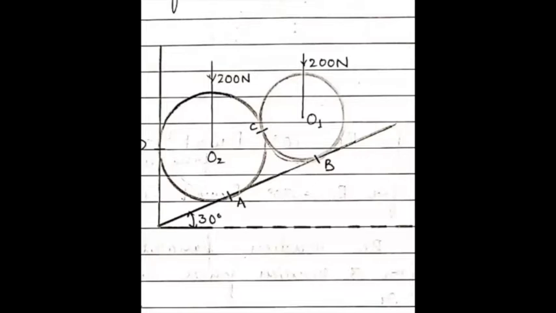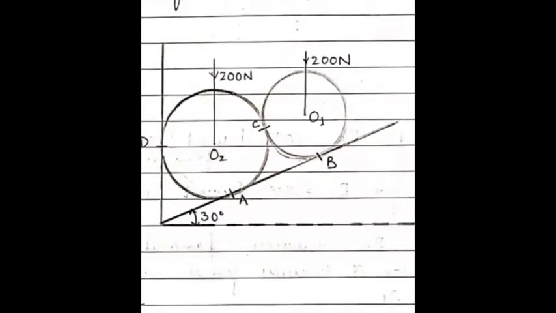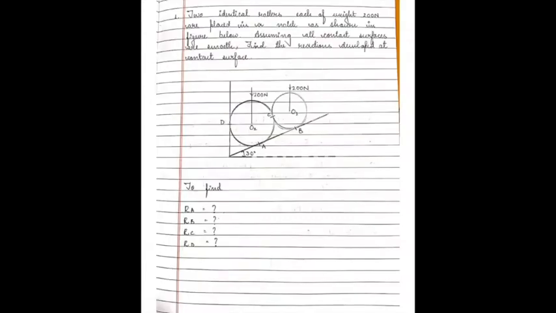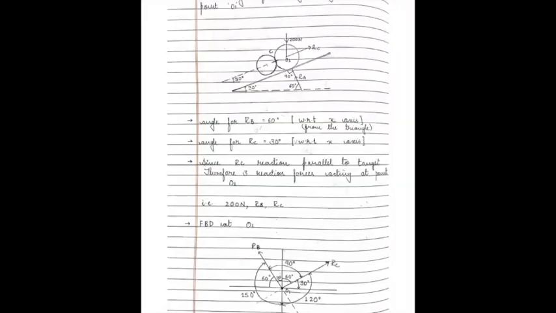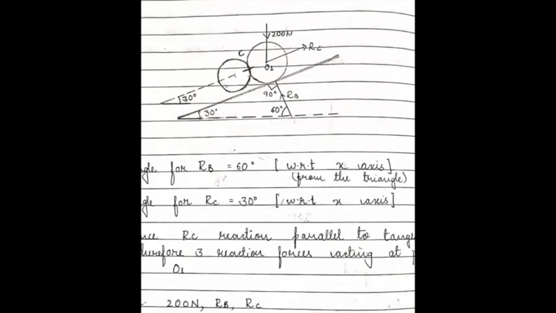RB is a reaction, and you know that it is your sphere. The reaction will be inwards, not outwards. And you have RC. So you have three reactions for O1. So you should take this first. When it comes to O2, you have four reactions: 200, RD, RA, and RC. So the first free body you need to consider is O1. The first thing is considering the free body diagram at the point O1.